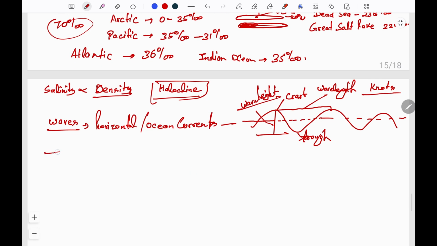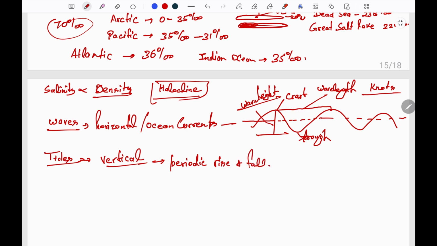Now moving on to the tides. The tide is the vertical rising of seawater. It is the periodic rise and fall. And what is the major reason behind these tides? It is the gravitational pull of the sun and moon. This is the moon and this is the earth. So the gravitational pull of the moon will cause the water to rise vertically, and this is how tides form.